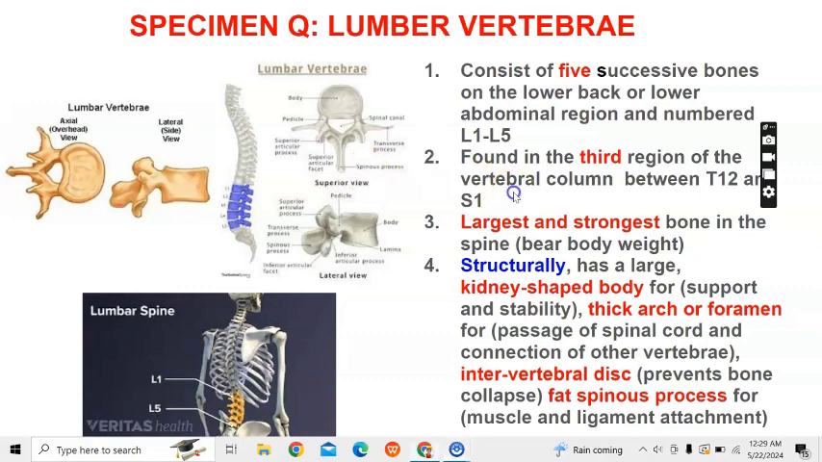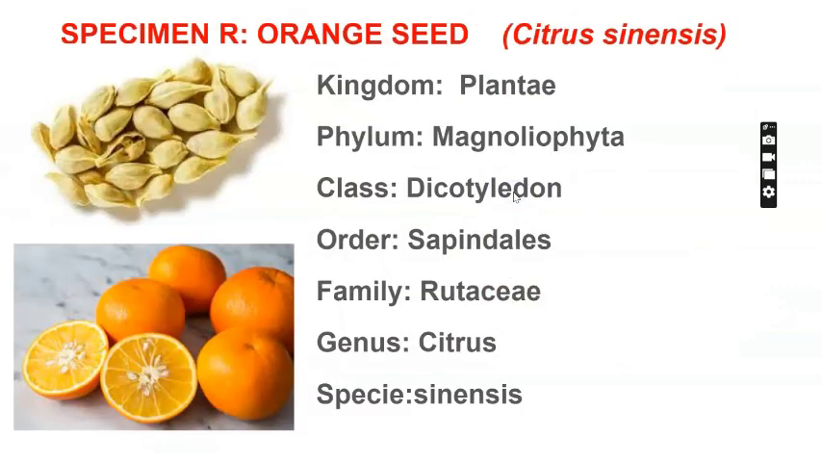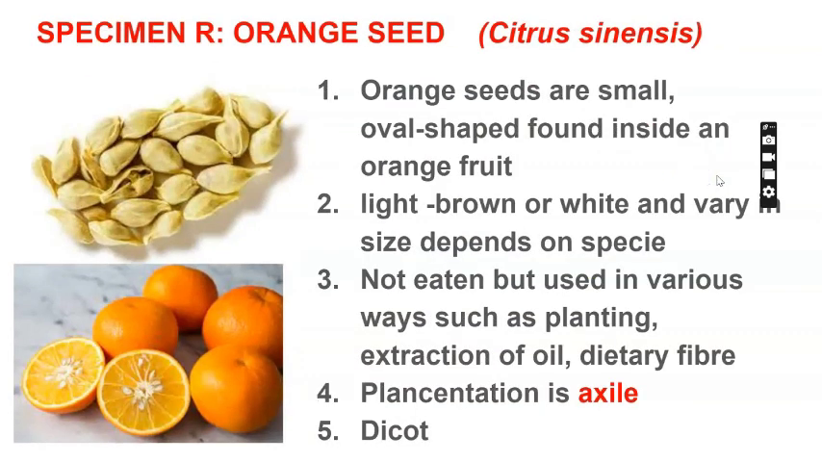And finally we have the last specimen, which is specimen R, the orange seed. The orange is known as Citrus sinensis, and here is the classification of the orange seed. Here is the breakdown of the classification. Let us see one or two things about the orange seed. The orange seeds are small and oval shaped, and found inside the orange fruit. You can see the seed located in the orange fruit. This is what it looks like.